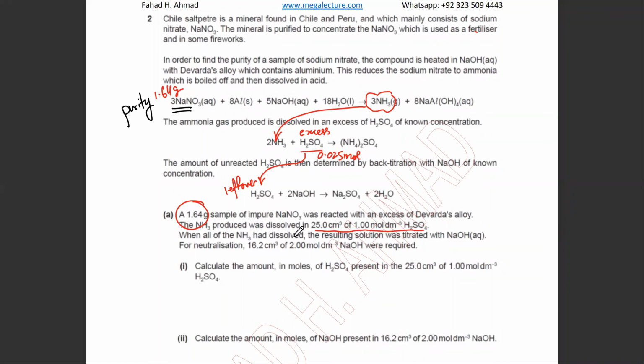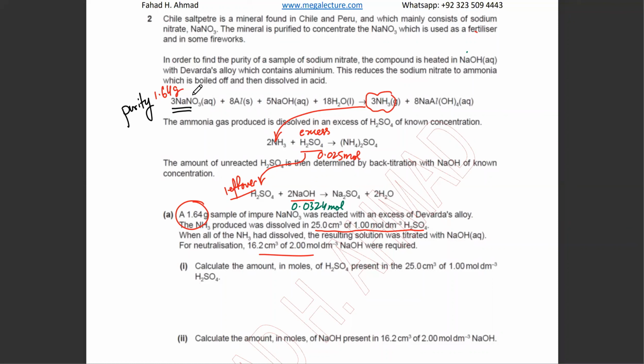And then when all the NH3 had dissolved, the resulting solution was titrated with NaOH. So the leftover H2SO4 was reacted with NaOH. Can you directly tell me how many moles this is? 16.2 into 2 divided by 1000. What is the moles of NaOH? 0.0324. So you're getting 0.0324 moles.